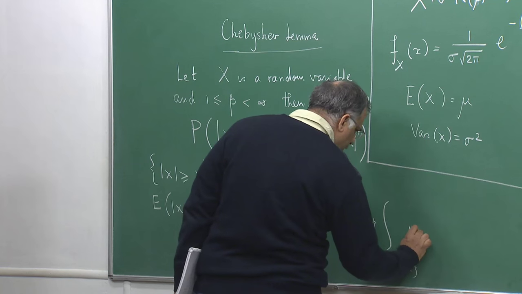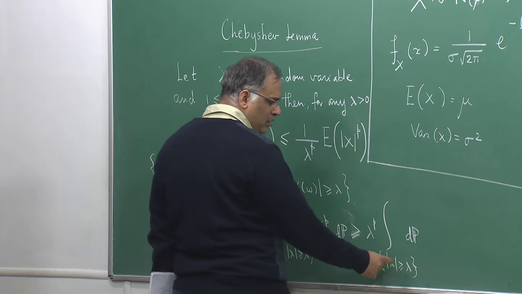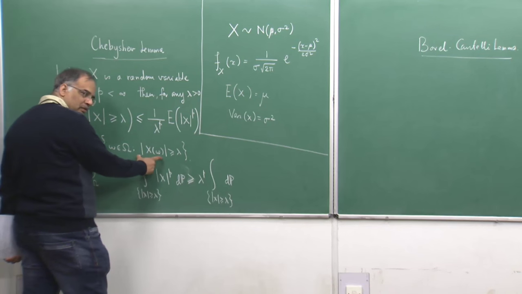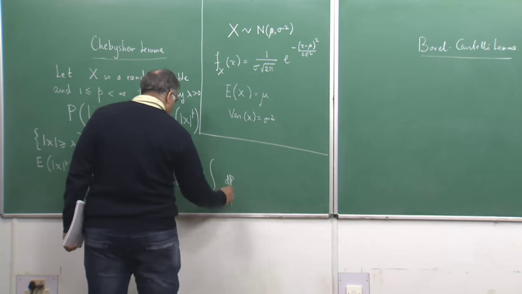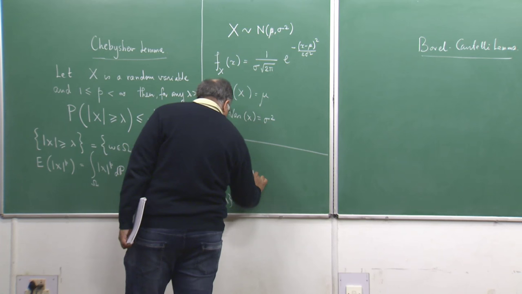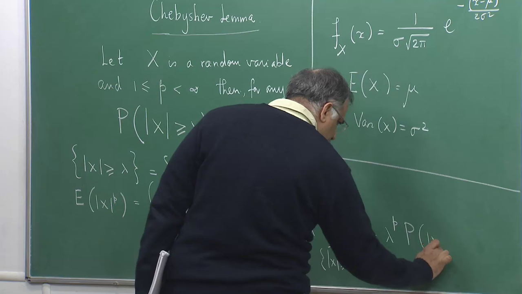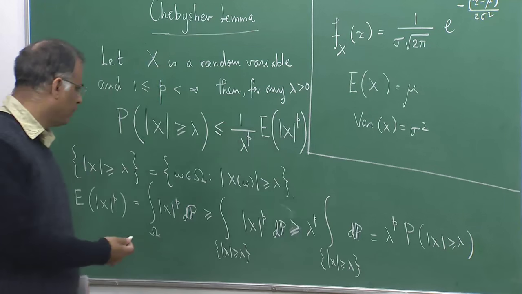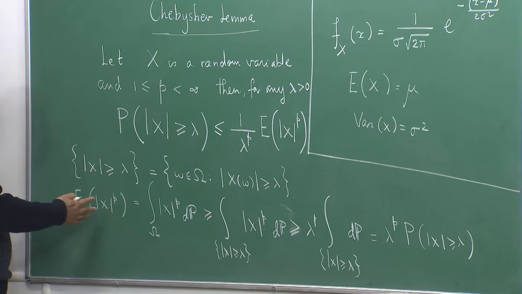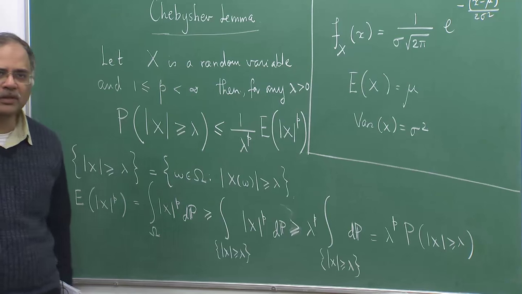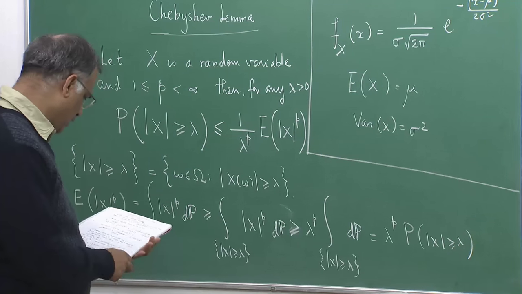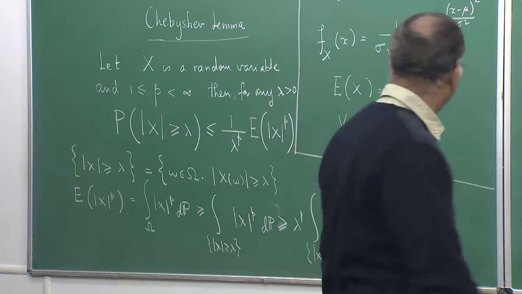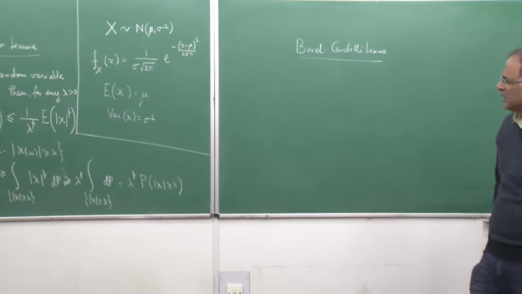So, what does this mean? This simply means the probability of this particular event, probability of this event. So, this is nothing but lambda to the power p probability of, and you see, voila, you have proved Chebyshev's inequality. Of course, Chebyshev's inequality will have applications which we will come to very soon.